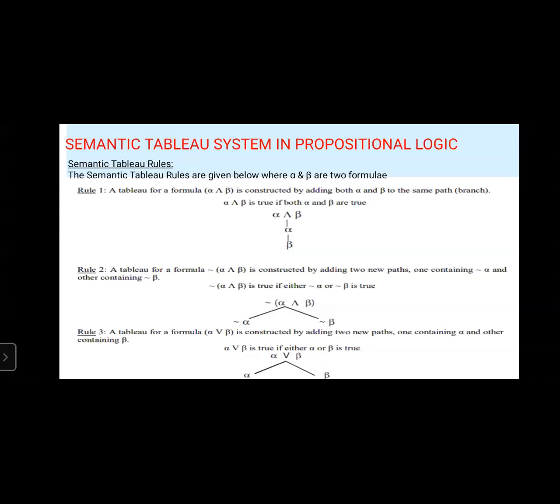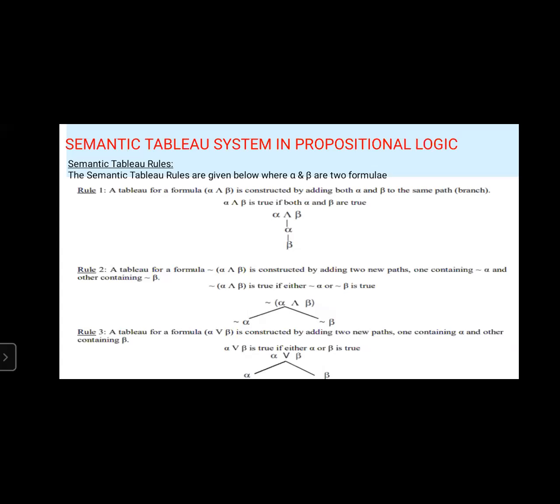Rule 2: a tableau for a formula negation of alpha and beta is constructed by adding two new paths, one containing negation of alpha and the other containing negation of beta. It can be represented like this: negation of alpha and beta is true if either negation alpha or negation beta is true. If this is true, then this is true. We can represent it like this: negation of alpha and beta, negation alpha, negation beta.